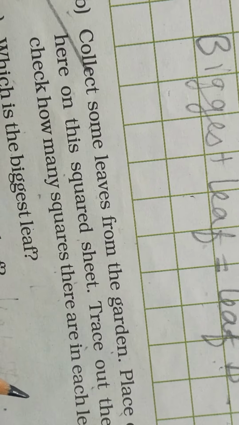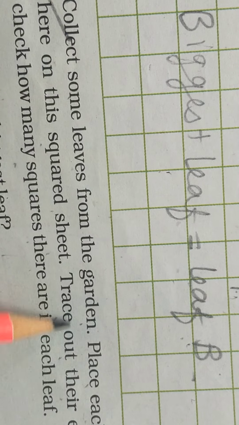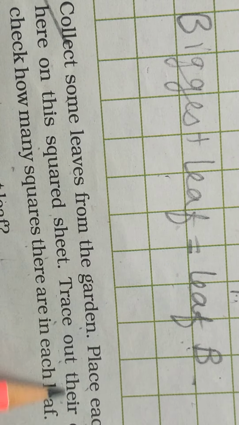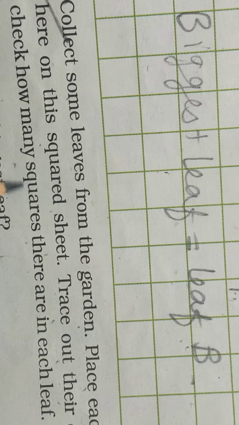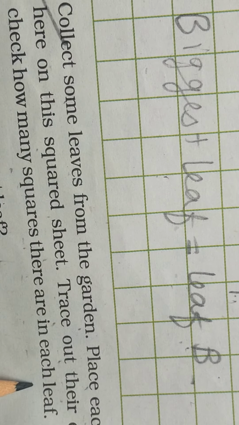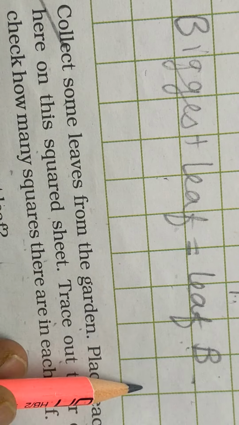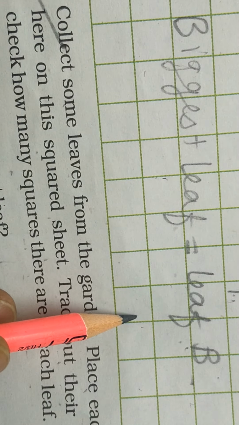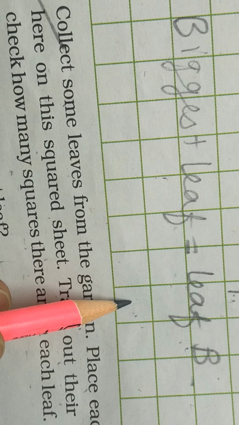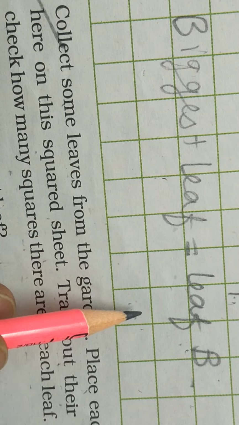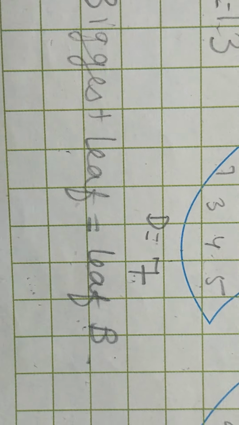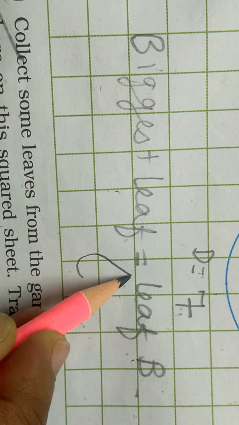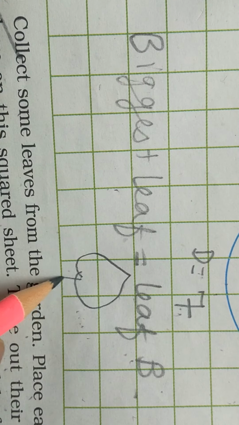Now downside it is given, collect some leaves from the garden, place each of them here on the square sheet, trace out their edges and check how many squares are there in each leaf, right? What you have to do is take a page like this, you can take your maths notebook. Bring the leaves, a peepal leaf, then a mango tree leaf, and place it on this. Suppose you have taken the peepal leaf, you place it here and trace it.